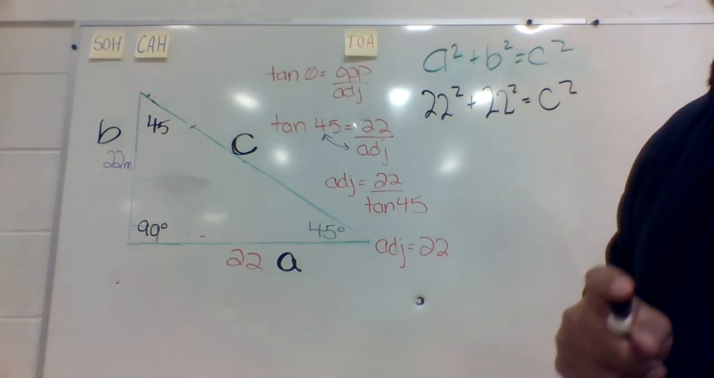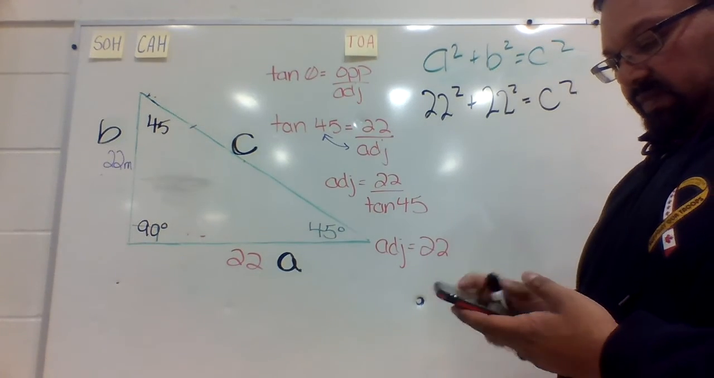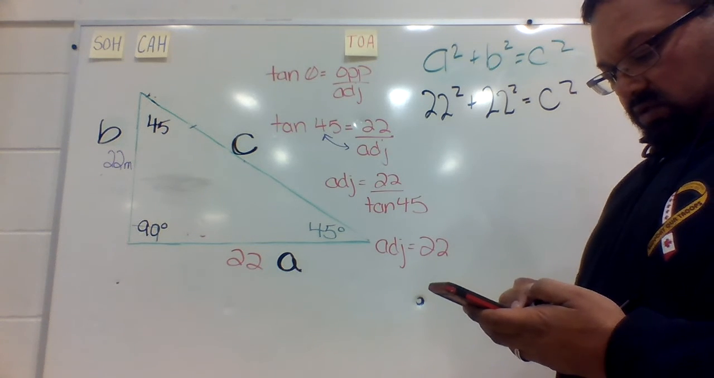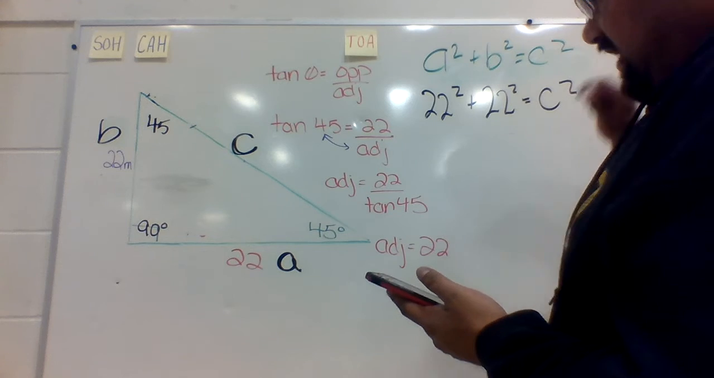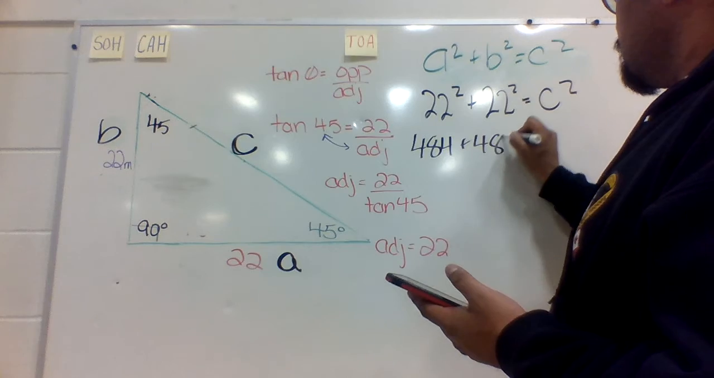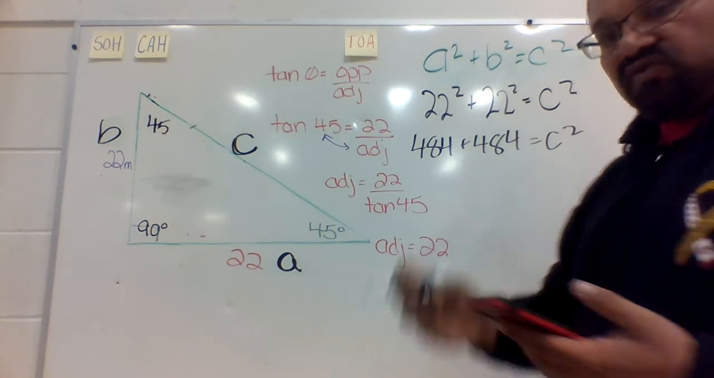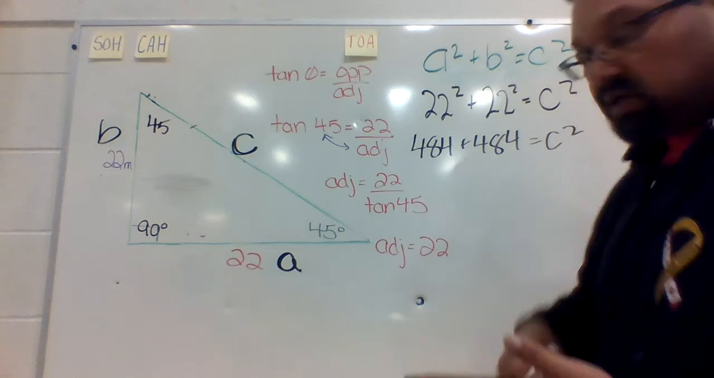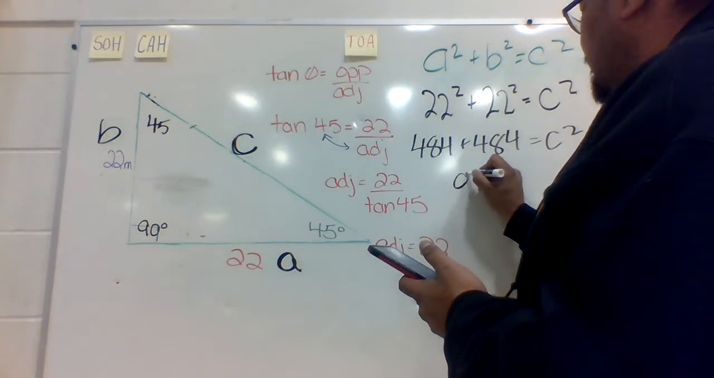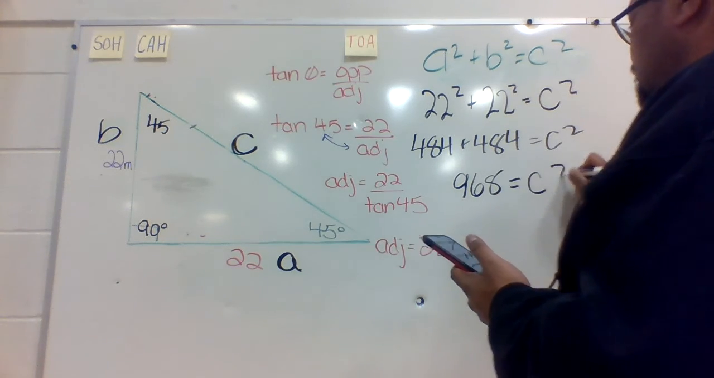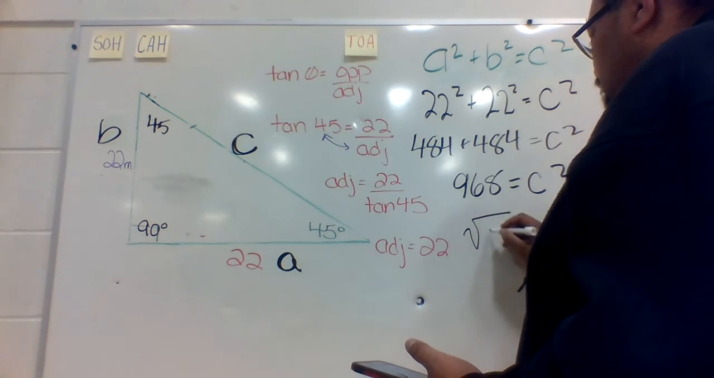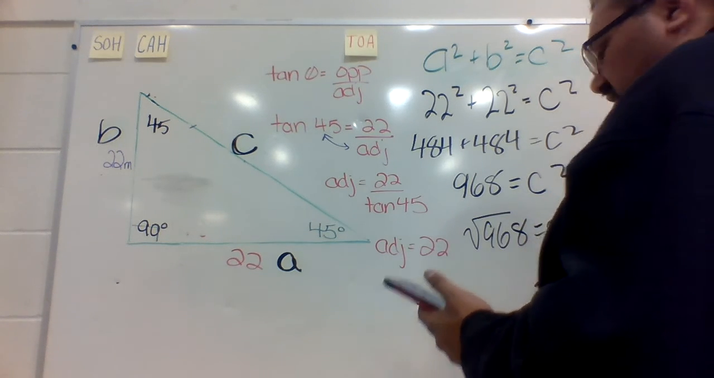22 times 22 on our calculator. So it's 484 plus 484 equals c squared. Now we add those together. You're going to get 968 equals c squared. How do we get rid of the squared? We do the opposite. So it's the square root of 968 equals c.